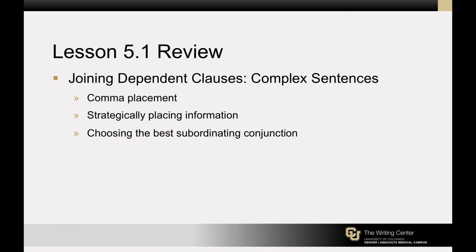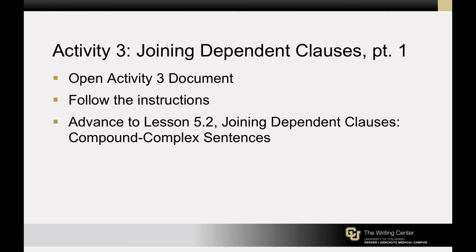In the first part of Lesson 5, we learned how to join dependent clauses with independent clauses to create complex sentences. We discussed when to use a comma when joining dependent clauses with independent clauses, how to strategically place the information in different parts of the sentence to have different effects on our reader, and how to select the most effective subordinating conjunctions. Now is your chance to practice what we learned.